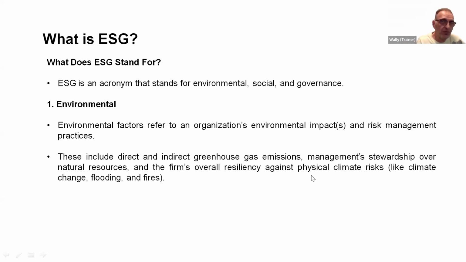Now, environmental protection is focused on things like greenhouse gas emissions, okay, management of natural resources, and resilience against physical climate risk, like climate change, flooding, and fires. So by being able to control all these certain events, they are working towards protecting the environment. So being aware of environmental issues and how to govern environmental issues has become a big responsibility for companies.